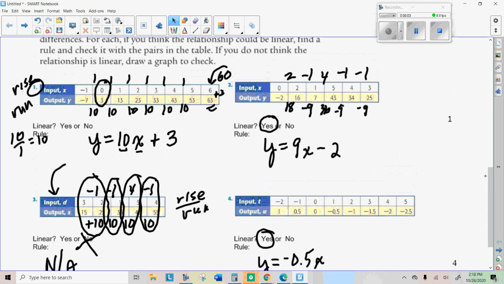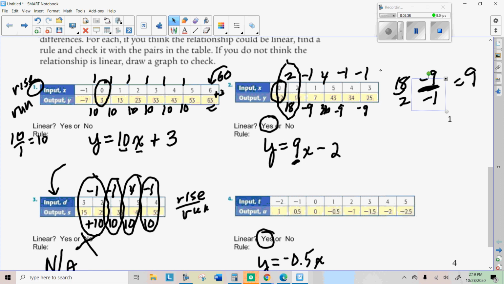All right, on table 2, even though the numbers seem to jump around a little bit, if you take the ratio of the rise over the run, like 18 over 2, negative 9 over negative 1, you always get the same number, and it's 9. So yes, it's linear. 9 is the coefficient of this equation, 9 times x. And then the y-intercept is in the table right there at the 0. So it's y equals 9x minus 2.